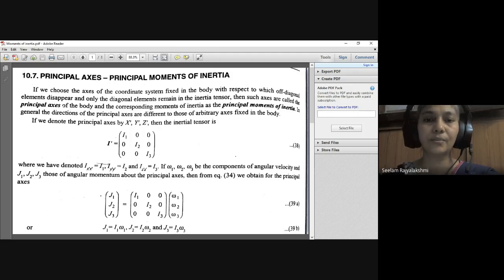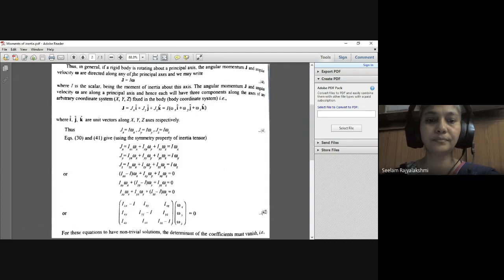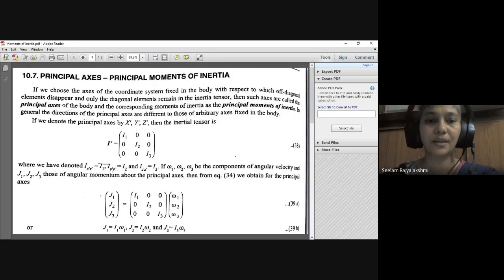If omega 1, omega 2, omega 3 are the components of angular velocity and J1, J2, J3 those of angular momentum about the principal axes, then from equation number 34 we obtain, for the principal axes, as we have already seen in the earlier class, J1, J2, J3 equals the diagonal elements I1, I2, I3, with the remaining zeros, times omega 1, omega 2, omega 3. So J1 equals I1 omega 1, because J equals I omega. J2 equals I2 omega 2 and J3 equals I3 omega 3. This is equation number 39.